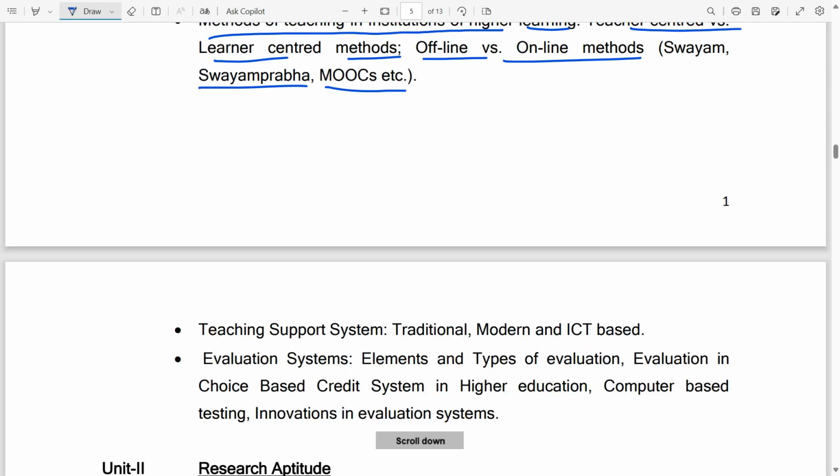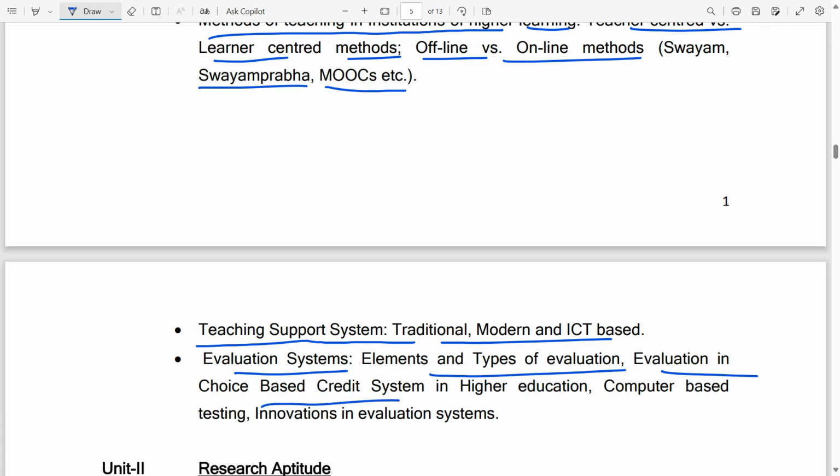Now next, it says teacher supporting system: traditional, modern, ICT-based systems, evaluation system, elements and types of evaluation. Evaluation covers choice-based credit system, higher education, computer-based testing, innovation in evaluation. So every knowledge they will check.